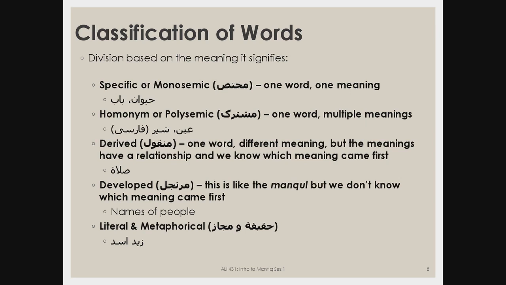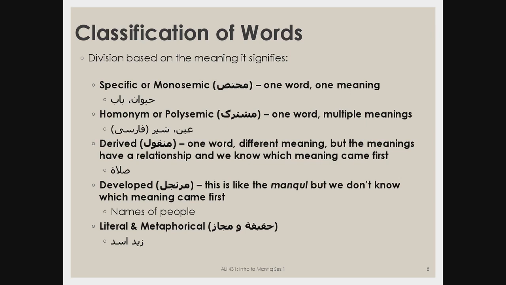Look, we have different types of words. Sometimes you have one word and it only has one specific meaning, like hayawan. Hayawan means animal in Arabic, and that's it. Doesn't mean anything else. Sometimes you have words which are homonyms. You have one word, it looks the same, it's spelled the same, but it has many different meanings.